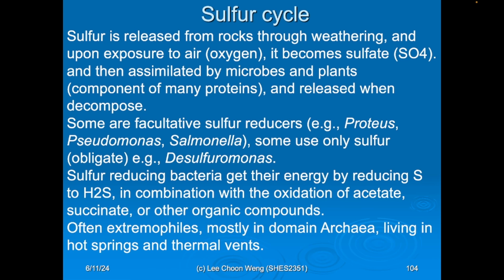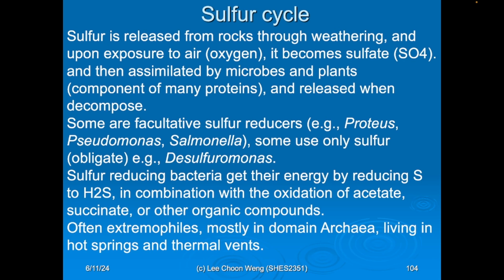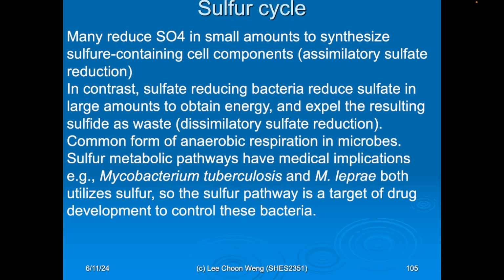Some of the bacteria involved in the sulfur cycle are extremophiles, and most of them are in the domain archaea and living in hot springs and thermal vents, where there is usually a higher concentration of sulfur. So for the sulfur or sulfate reduction, there are two main pathways. One is assimilatory sulfate reduction, and the other is dissimilatory sulfate reduction.